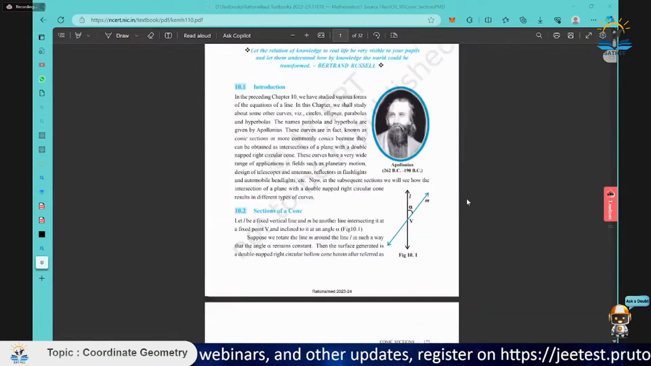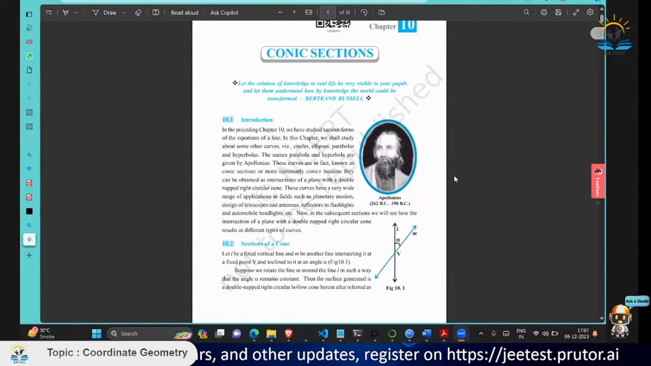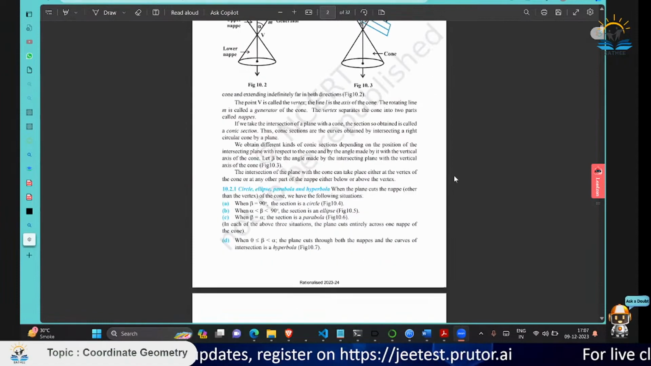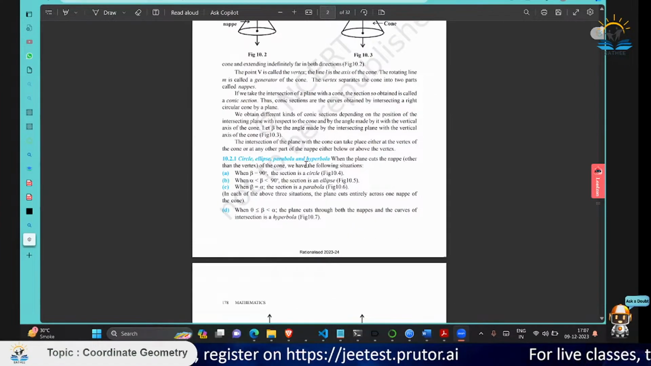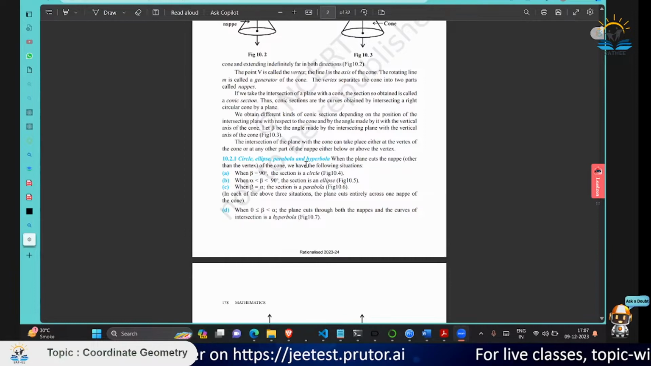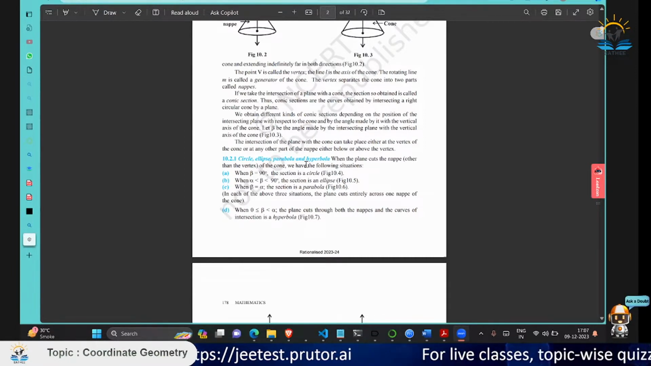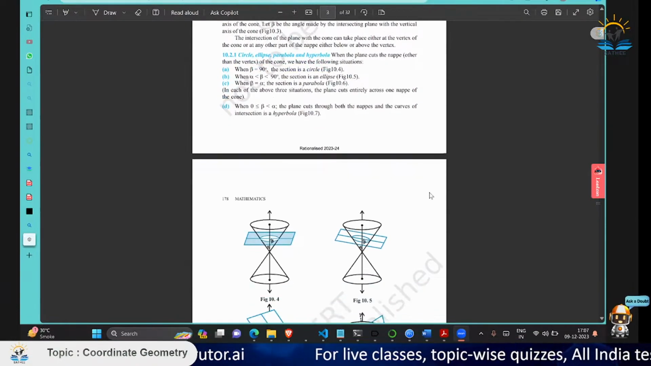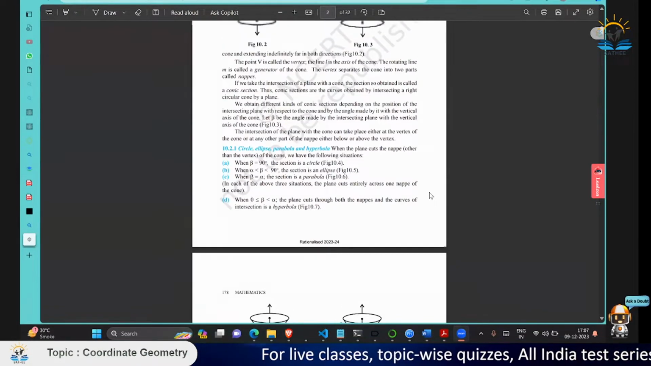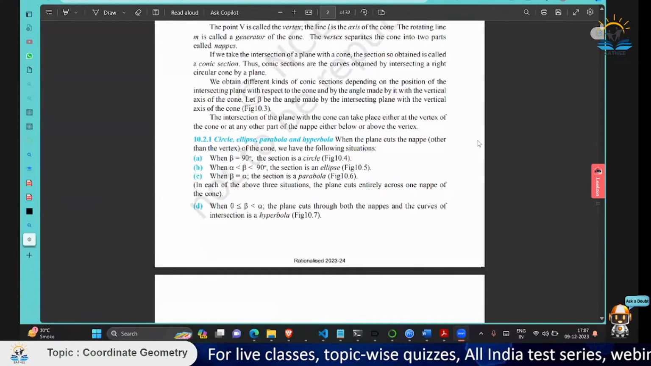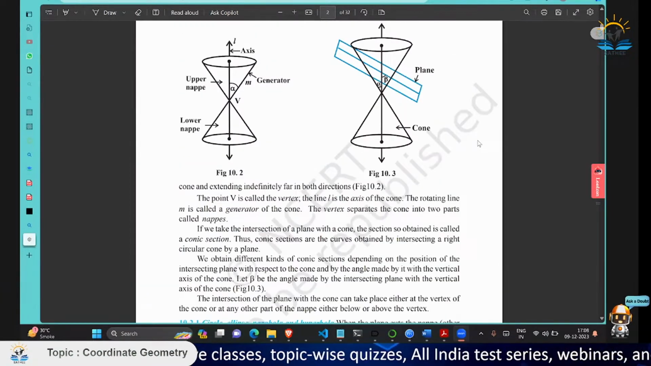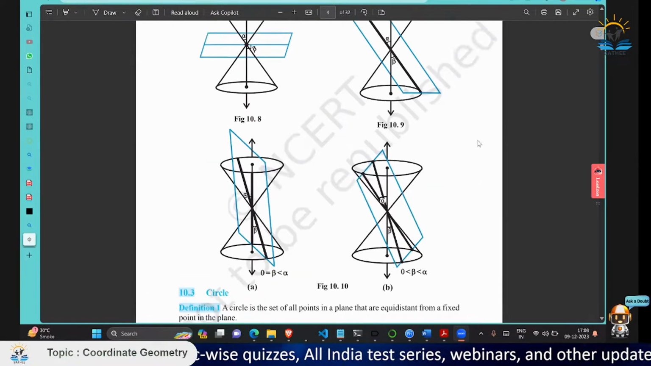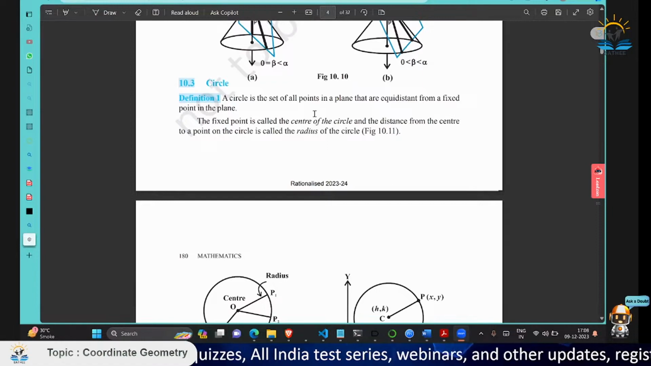Let's go through some basics of coordinate geometry, conic sections. We all know that we studied straight lines last session. Let's continue with circle, ellipse, parabola and hyperbola. So we all know what a circle is, right?